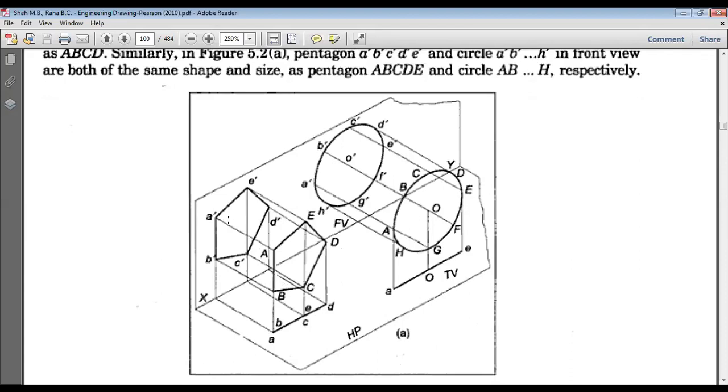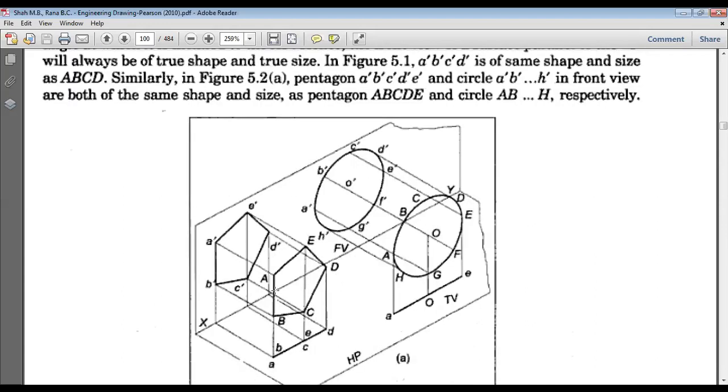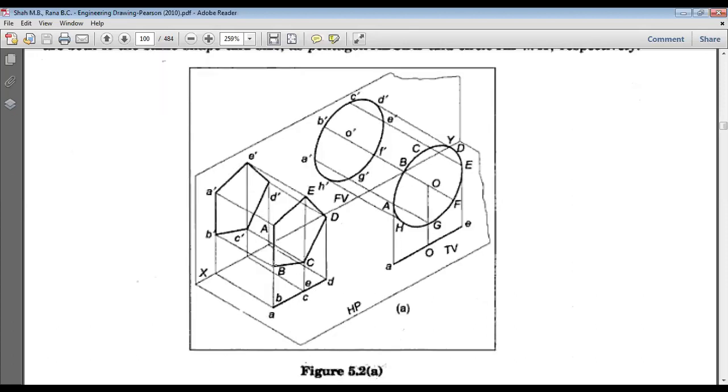Okay, if it is parallel to the VP, that means the true shape will first be seen in the front view. In that case, it will be mentioned in the questions that this AB is perpendicular to the horizontal plane and all. If you just see the 5 sides, 1, 2, 3, 4, 5, do you observe that this particular AB line is perpendicular to the horizontal plane? Yes, sir. So this will be given in the questions itself, that this AB line is perpendicular to the horizontal plane, but the whole figure is parallel with the vertical plane.